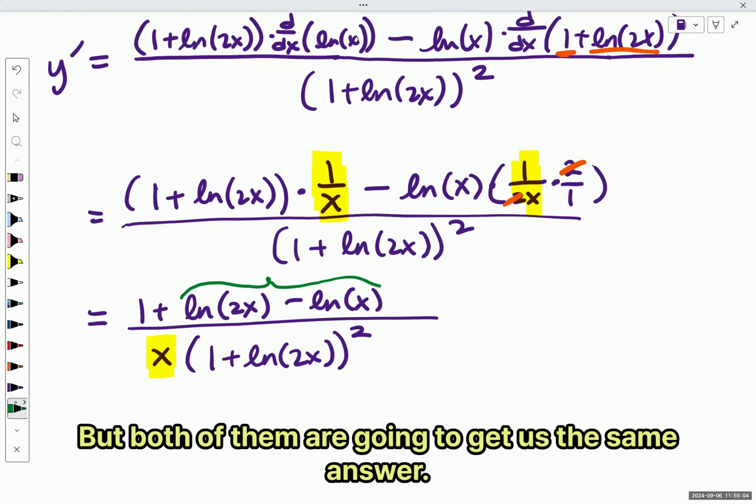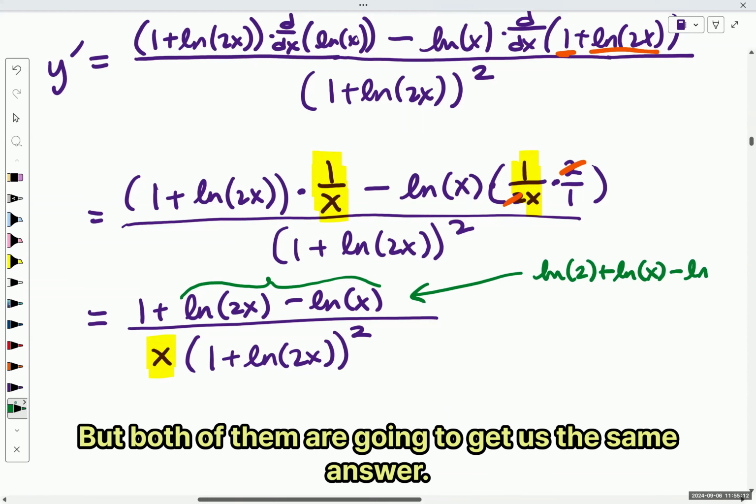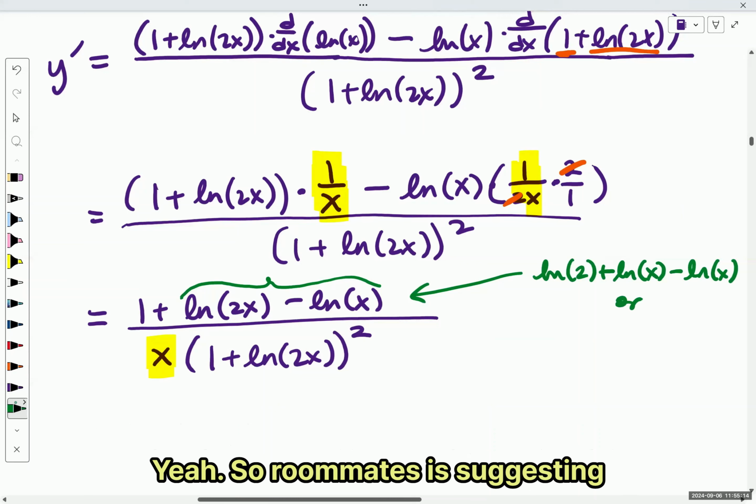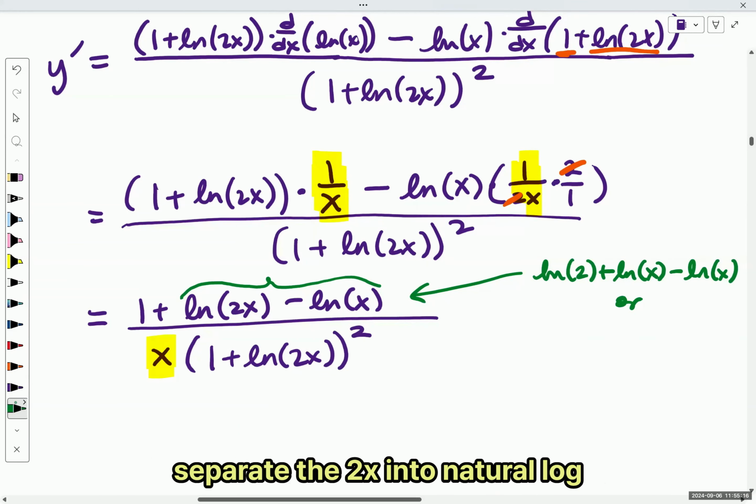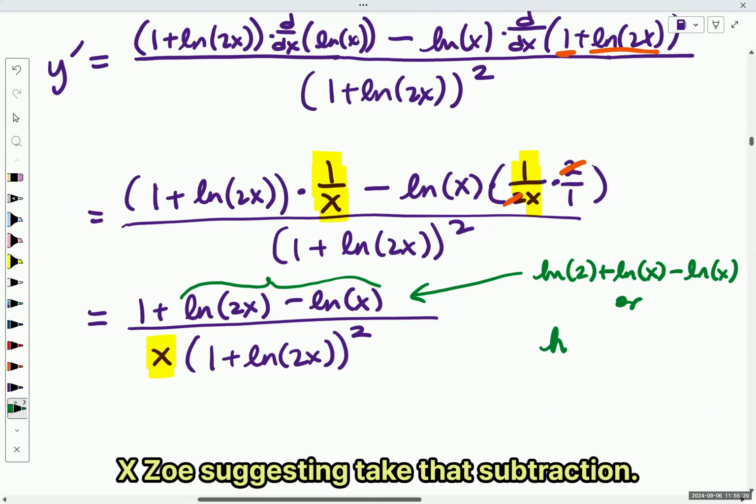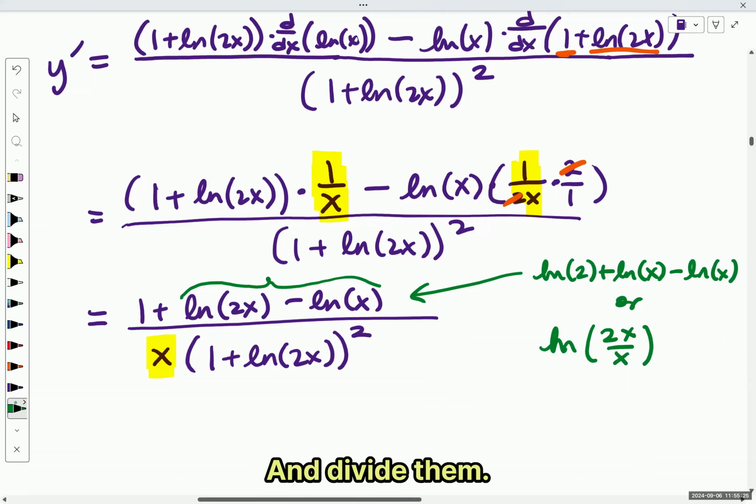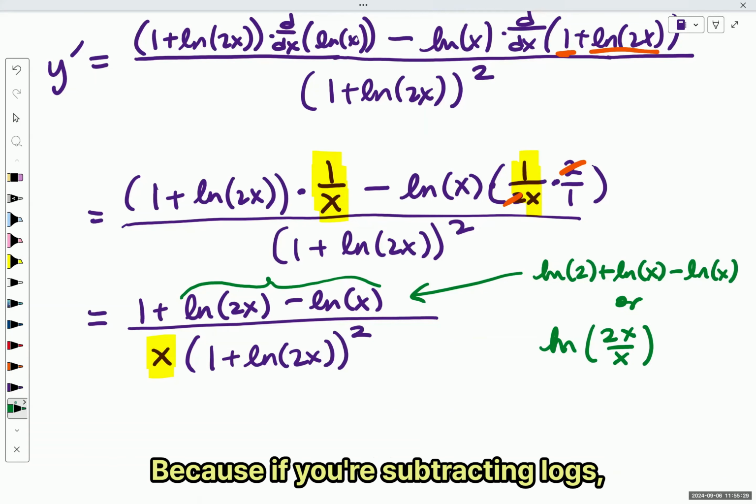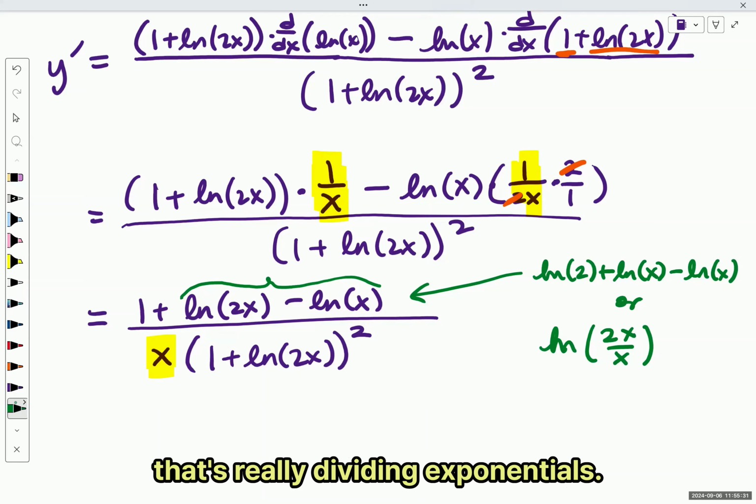You could do the, is it called the closure rule, where you divide the arguments? Yep. So Ramesh is suggesting separate the 2x into natural log 2 plus natural log x. Zoe's suggesting take that subtraction and divide them, because if you're subtracting logs, that's really dividing exponentials.